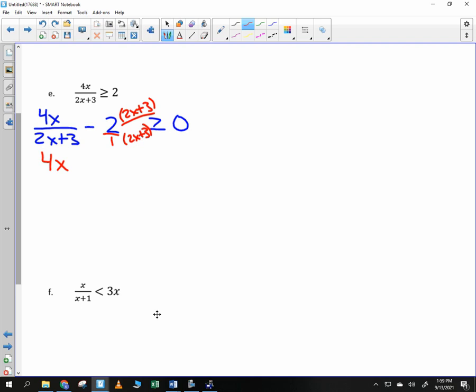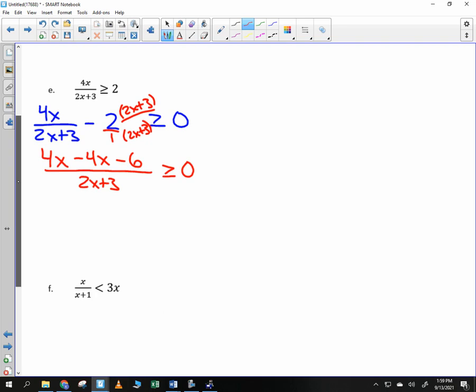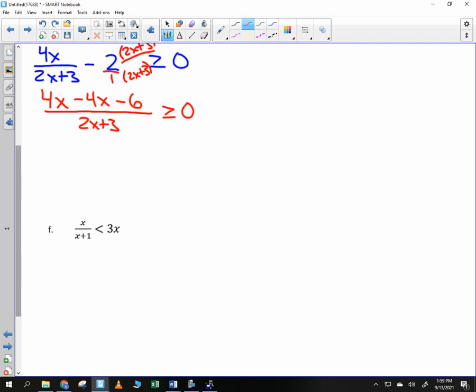(4x) minus 4x minus 6 all over 2x plus 3. That's greater than or equal to 0. Okay, -6 over 2x plus 3 is greater than or equal to 0.